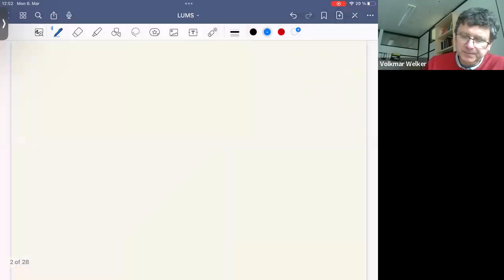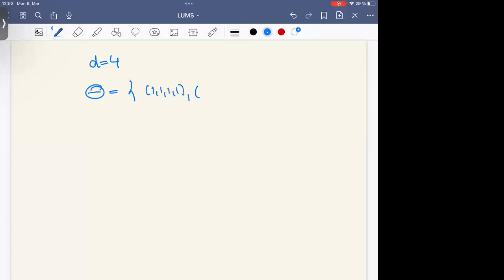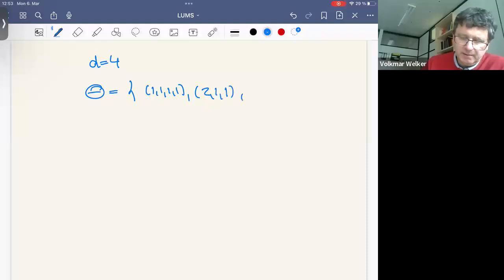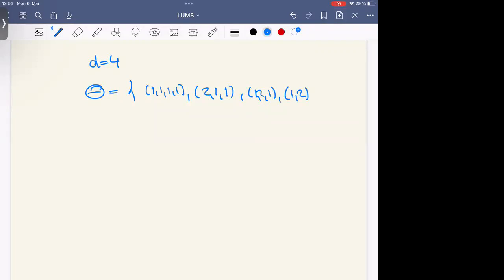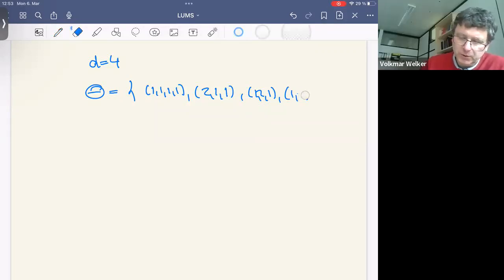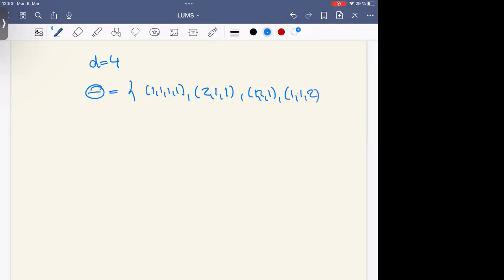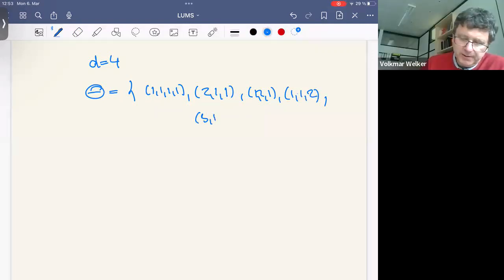So for example, if D is 4 and your theta consists of 1, 1, 1, 1, and then 2, 1, 1, and 1, 2, 1, and 1, 1, 2. Then you have 3, 1, 1, 3, 2, 2, and 4.